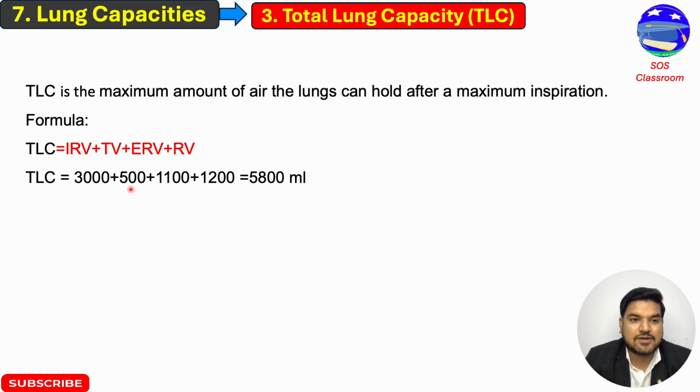IRV is 3000 ml, tidal volume 500 ml, expiratory reserve volume 1100 ml, and the residual volume remaining in the lungs is 1200 ml. The total is approximately 5800 ml. So 5800 ml or approximately 5.8 liters is called the total lung capacity.